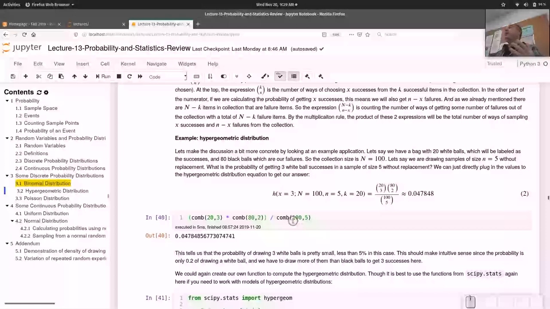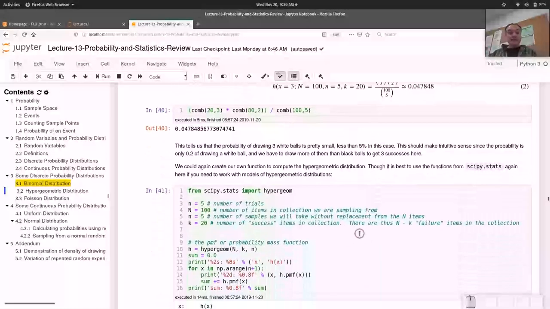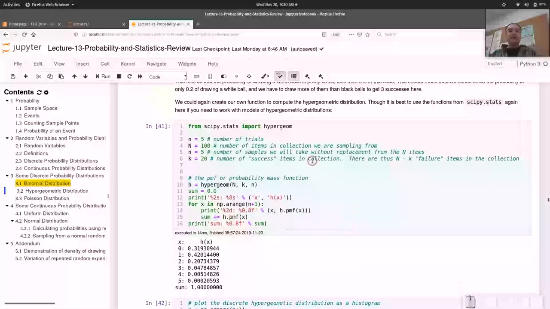So yeah, since 1 in 5 of the balls is white, the most likely outcome is drawing just 1 in the sample. But anyway, if you want to know the probability of getting 3, it's a little bit less than 5%. And if you want to know the probability of all of them, you want to calculate the hypergeometric discrete distribution for all the possibilities from 0 to 5 white balls, or 0 to 5 successes here, right?